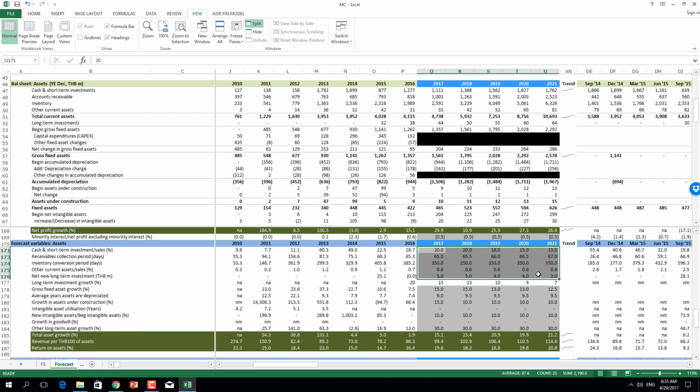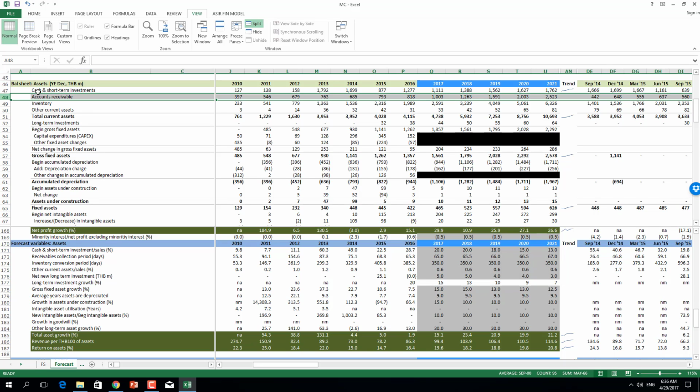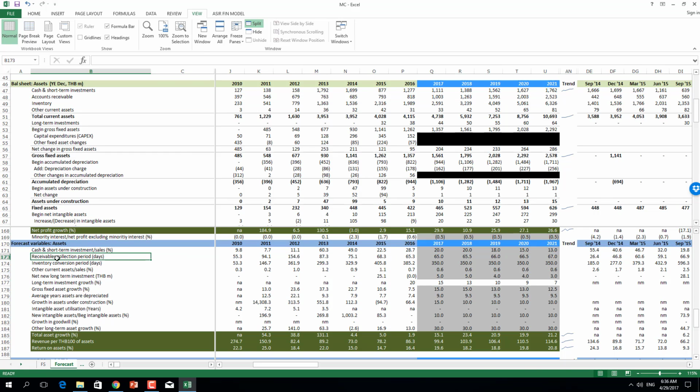Now, of course, in the wiki that we've done, we explain every single formula. So if you say, I don't understand how this accounts receivable one works, you can go into the wiki and get the formula, and it shows how we calculate this. Of course, the formulas are pretty simple, basic, straightforward.